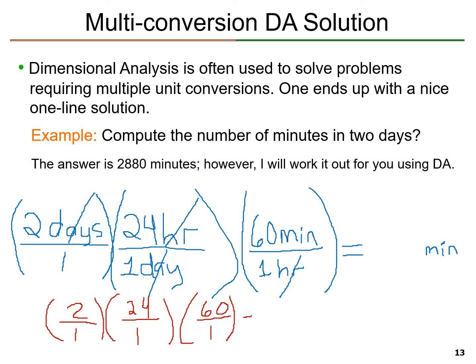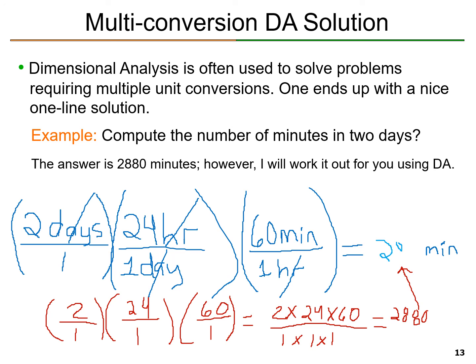And remember, when we multiply fractions, we multiply the numerators. 2 times 24 times 60. And then we multiply the denominators. 1 times 1 times 1, and 2 times 24 times 60 is equal to 2,880. And let's bring our minutes. So this goes up here. 2,880. Okay, I've used a slightly different tone of blue.